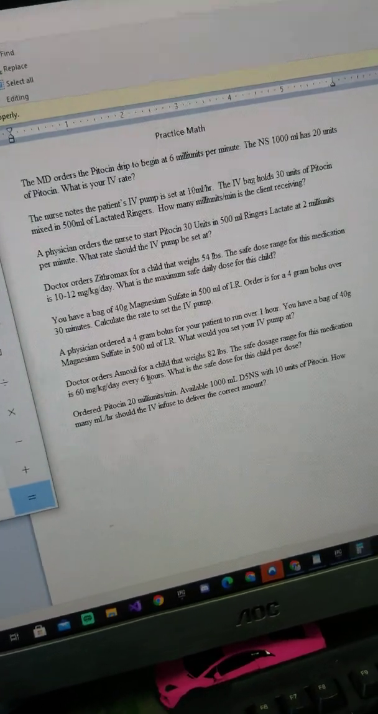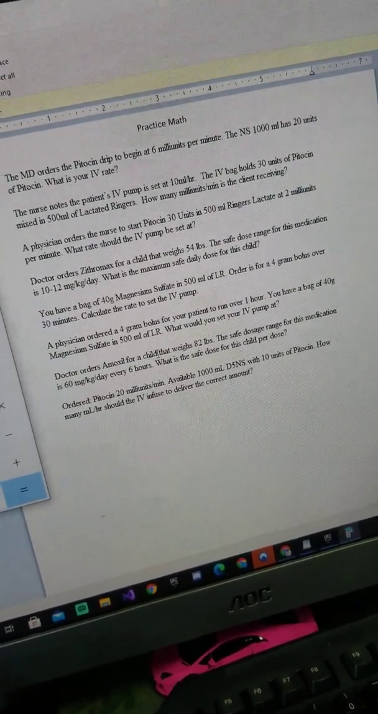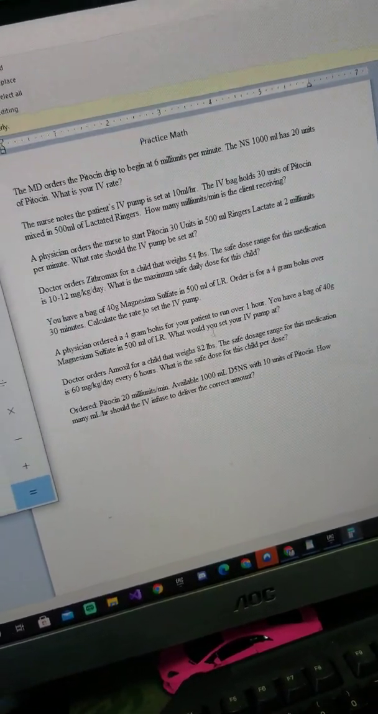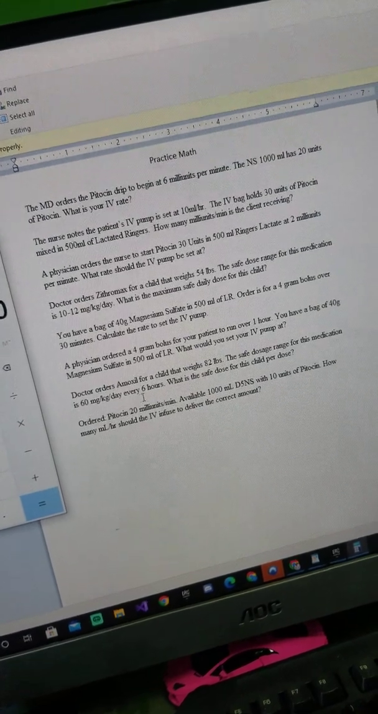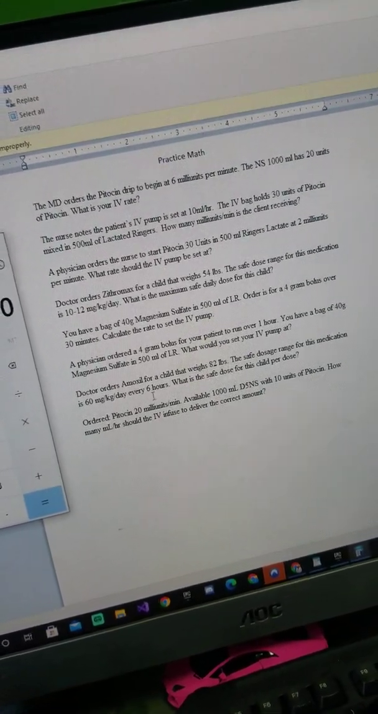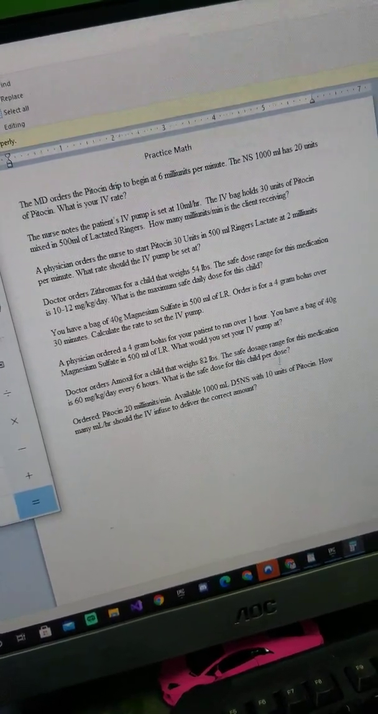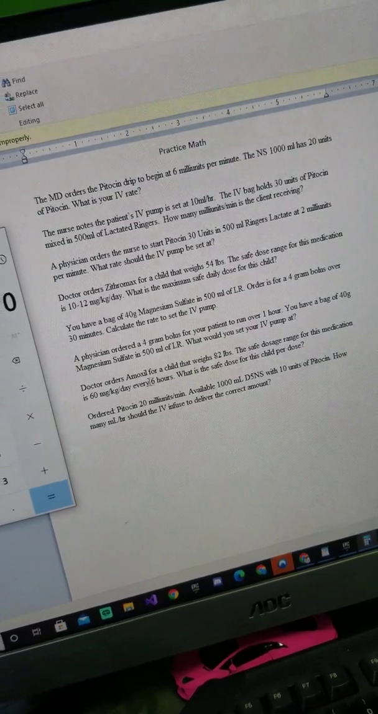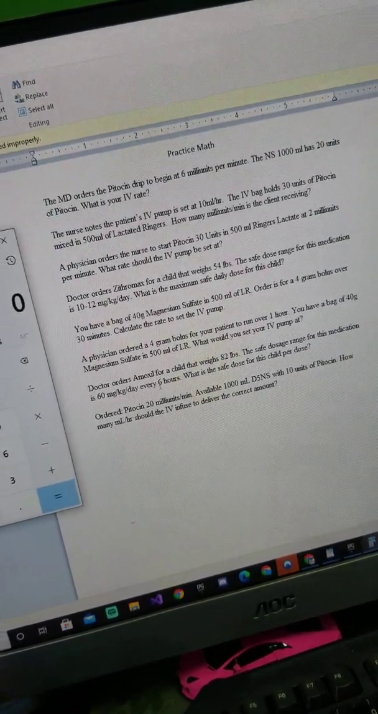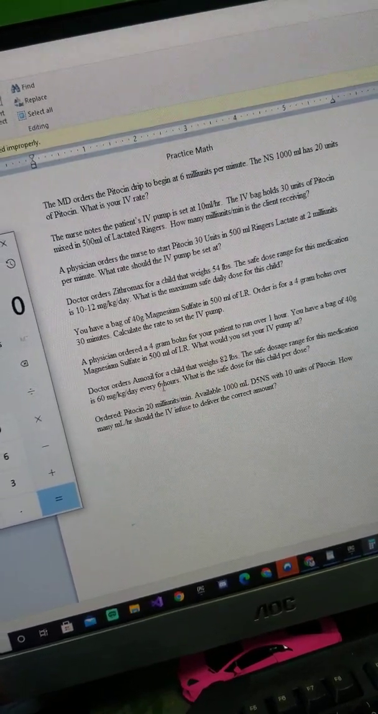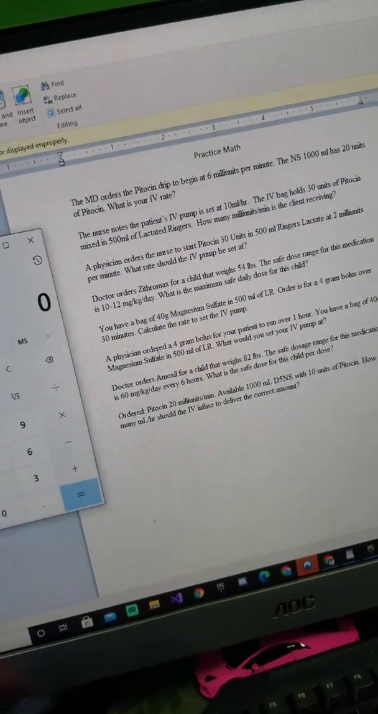And then let's see what else. Let's do another one of these doctor's orders. The doctor orders Moxil for a child that weighs 82 pounds. The safe dosage range for this medication is 60 milligrams per kilogram every day for 6 hours. So this is where this one gets tricky. You just gotta remember to read what this says. This says per dose. So you're going to want to divide everything at the end by 4 to get your safe dose for the child, because they want to know each 6 hours what your dose is going to be. So divide 24 hours by 6, you got 4.